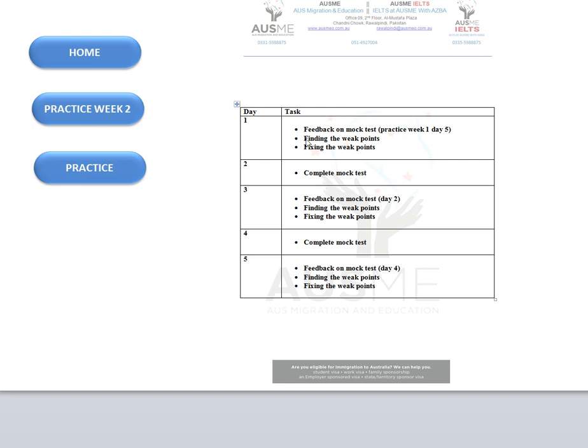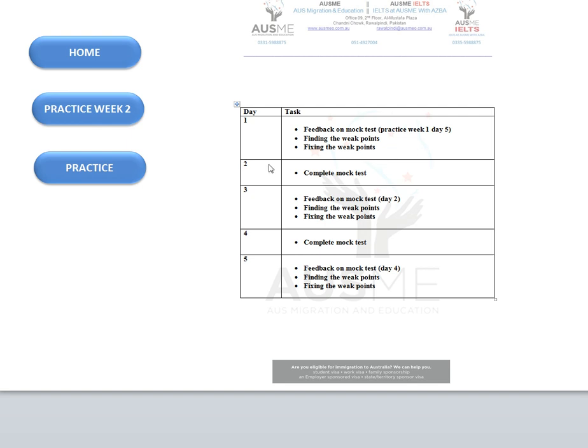For day 1, we have feedback on the mock test that you had in the previous week, on the last day of that specific week. Then we'll look into finding where your weak points were for the 4 specific tests that you had done, and we'll try to fix them.